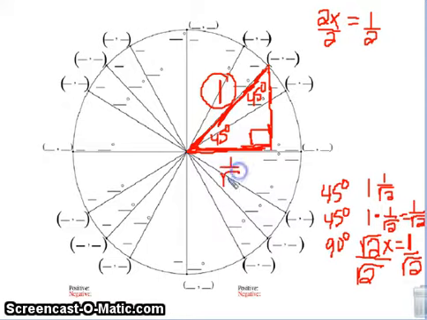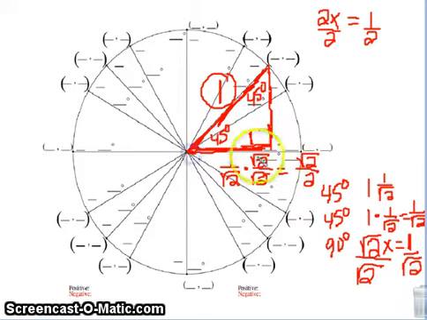But I don't like 1 over the square root of 2. Why do I not like 1 over the square root of 2? It's got a radical in the denominator. Good. So we have to get rid of that. How do we get rid of it? Multiply by the square root of 2 over square root of 2. The square root of 2 then becomes, what's the square root of 2 times the square root of 2? Square root of 4, which is just 2.